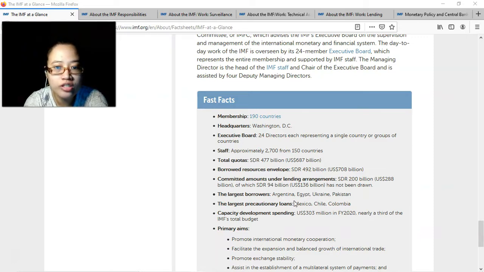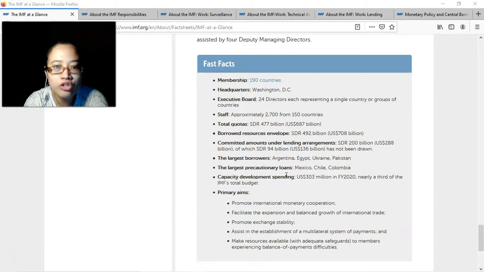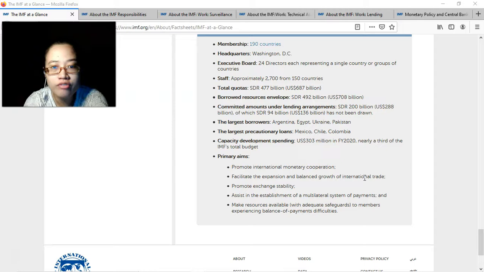Largest borrowers: Argentina, Egypt, Ukraine, Pakistan. Largest precautionary loans: Mexico, Chile, Colombia. Capacity development spending, we have 303 million USD in 2020, nearly a third of the IMF's total budget. So again, this is in response to the pandemic.